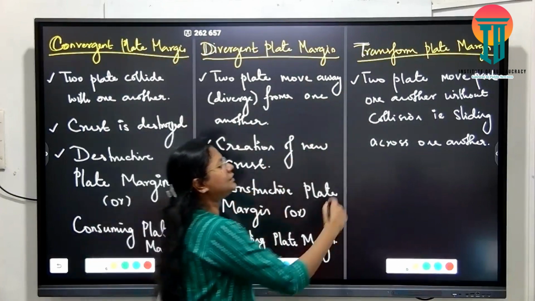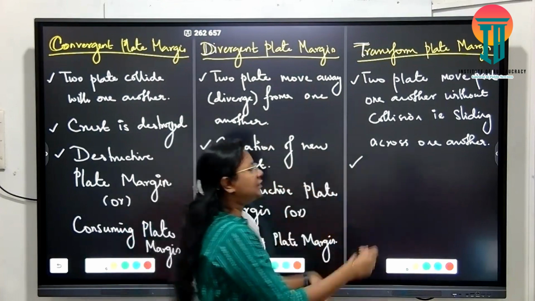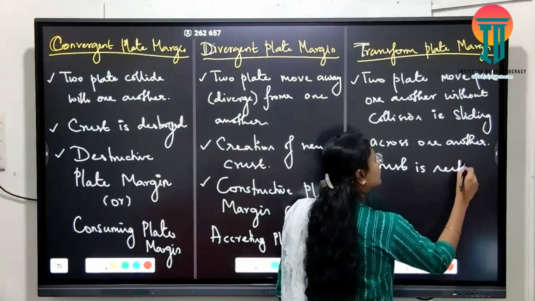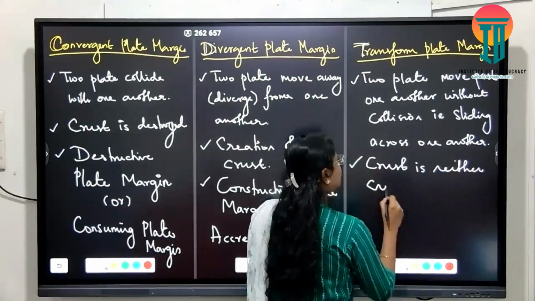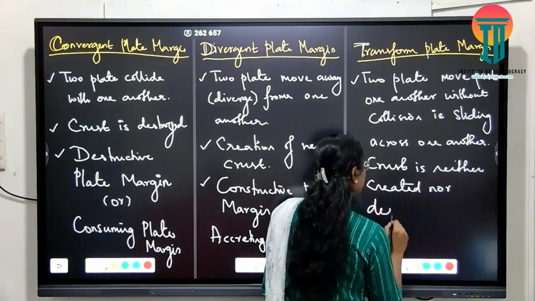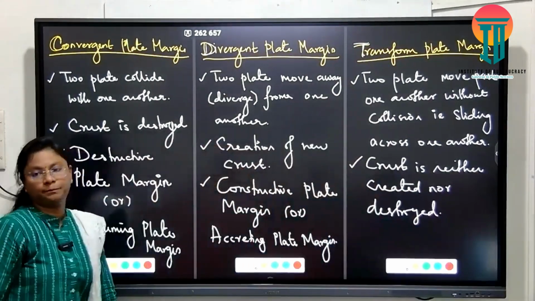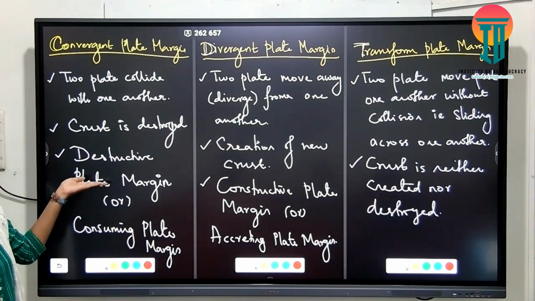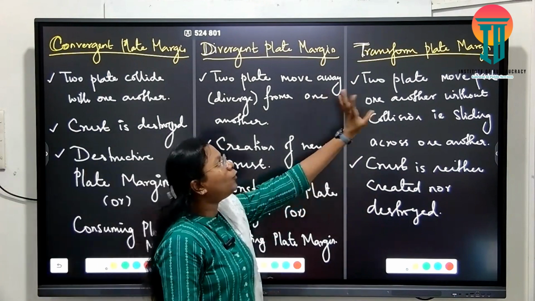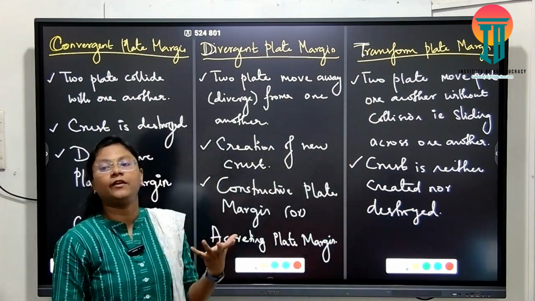So what is happening here? The crust is neither created nor destroyed. So how do we call them? We call this as destructive, we call this as constructive. And how do we address transform plate margin then? It is known as conservative.